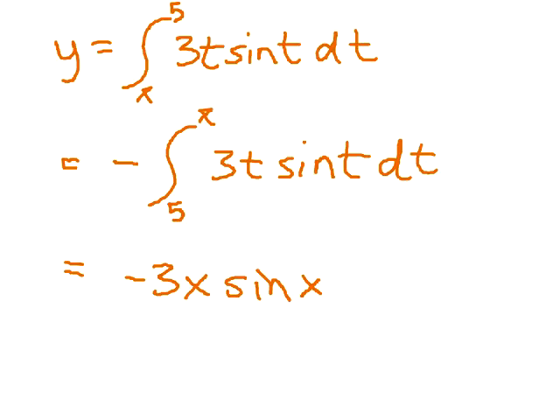Another problem is when the variable is on the lower limit. An example of this is y equals the integral from x to 5 of 3t sine t dt. What you do here is you make it negative so that the limits switch. So it would equal negative the integral from 5 to x of 3t sine t dt. And then you can plug in your x, and it would equal negative 3x sine of x.